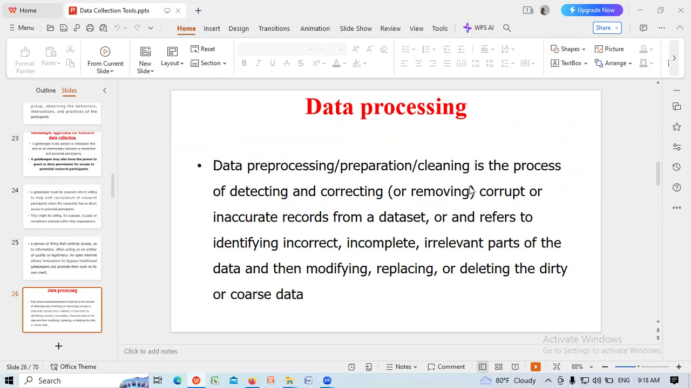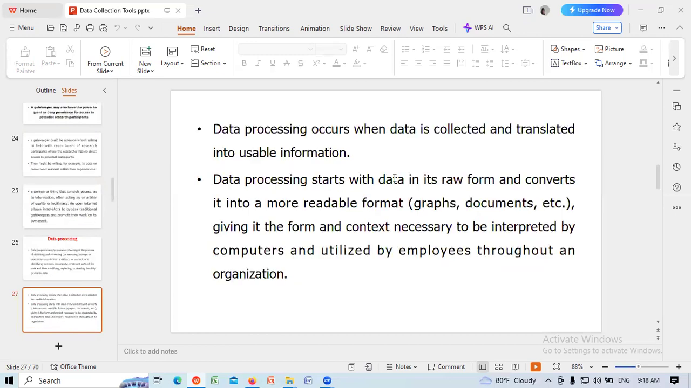Data cleaning, in the process of data processing, is detecting and correcting or removing corrupt or inaccurate records from data sets. It refers to identifying the incorrect, incomplete, or irrelevant parts of the data and then modifying, replacing, or deleting the dirty or coarse data.